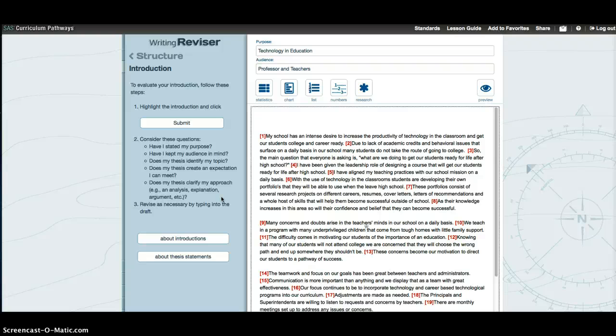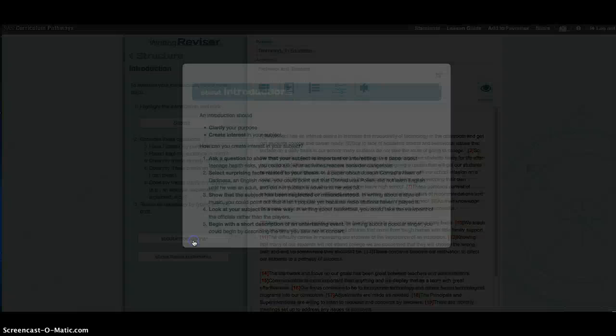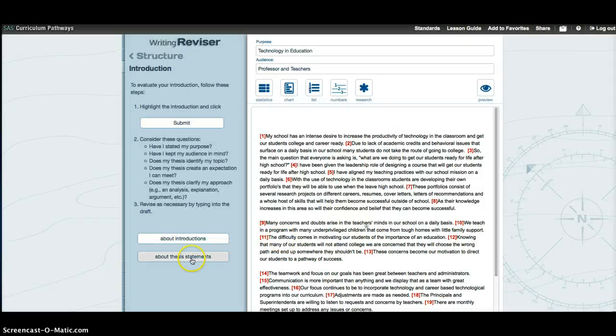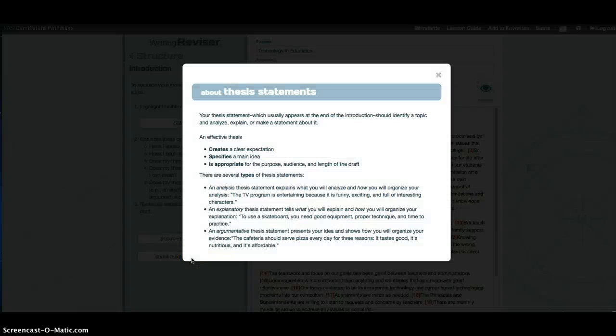And when looking at mine, I think these are some questions that I might need to ask myself and maybe add some more information to have a better introduction. So that's an area right there that I can change or adjust. Okay. If we click About Introductions, it's going to give us a little information. This site is great at giving little pointers, quick facts, thesis statement, quick facts, and then it gives you several types of thesis statements. So a lot of information there.